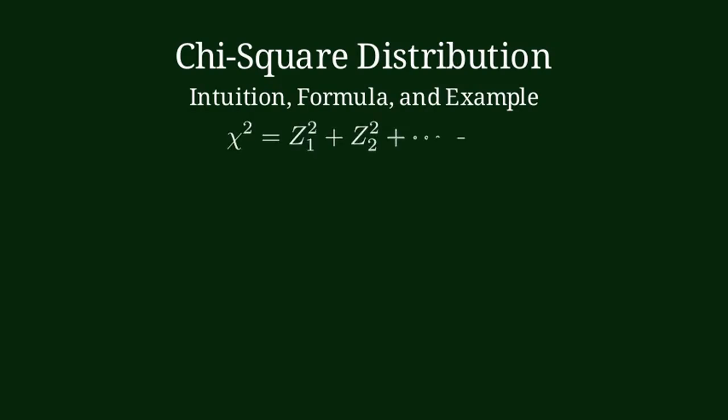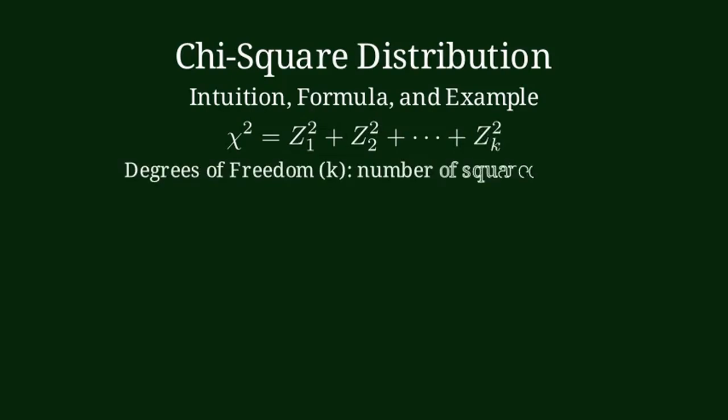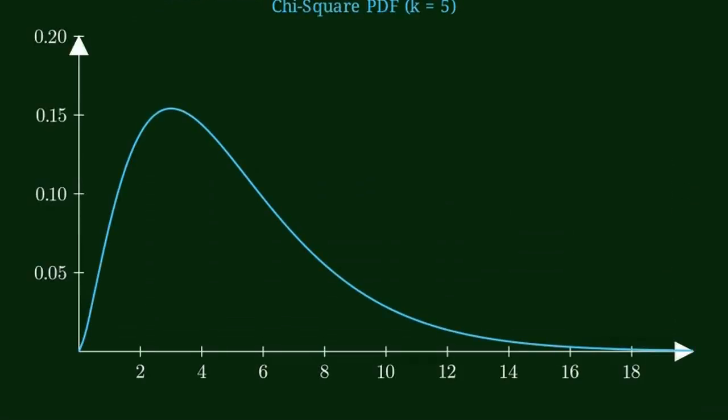Here is the defining formula. The number k is called the degrees of freedom. It tells us how many squared pieces are being added. When k is small, the graph is very steep on the left, and when k is large, it becomes smoother and more bell-shaped. Now, let's draw our chi-square curve for k equals 5. Notice how it starts at 0, then rises, and has a long right tail.